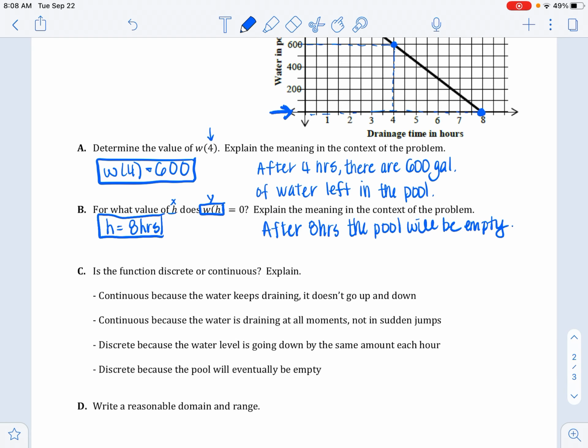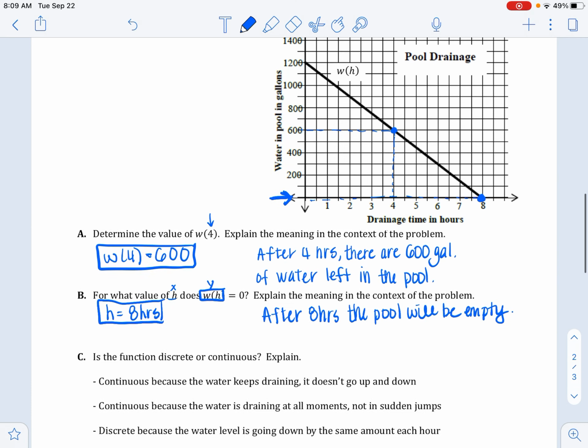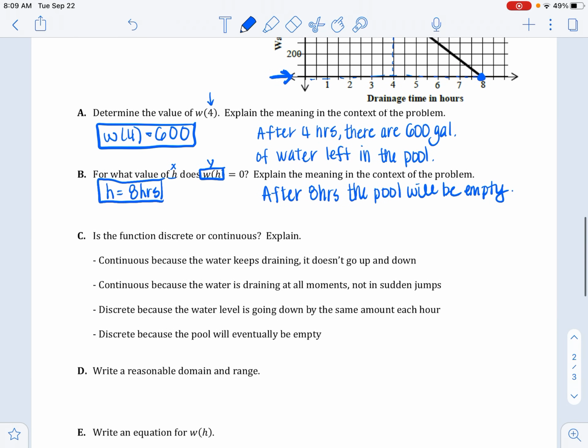All right, next one. I think this is a little bit easier because the graph's right in front of your face. Is the function discrete or continuous? Looking at it, I can see that it's a continuous function. It goes from one point to another and all points in between, so I can just get rid of discrete. I'm not going to even read the ridiculous reasons why, because eventually the pool will be empty. I read it. It's ridiculous.